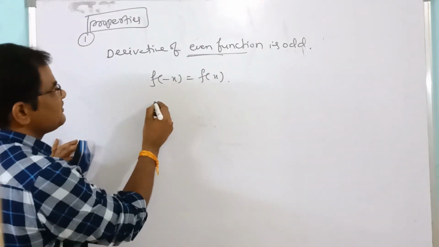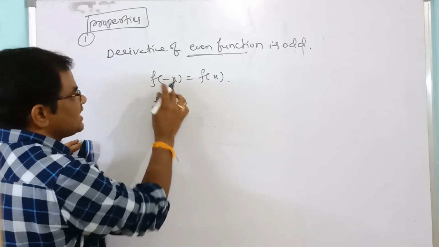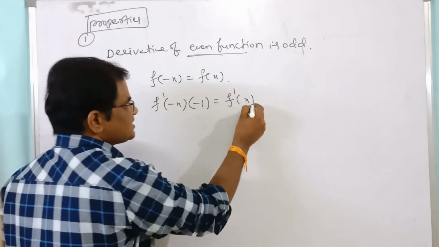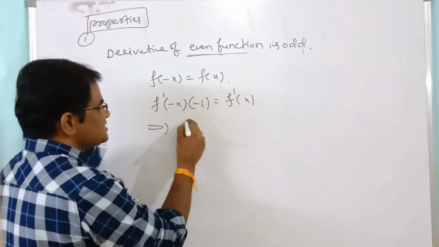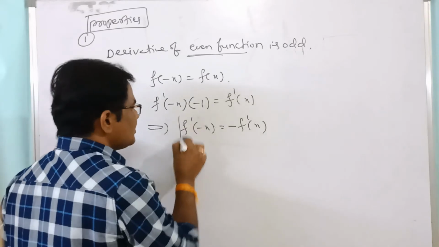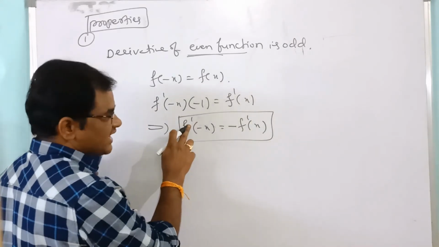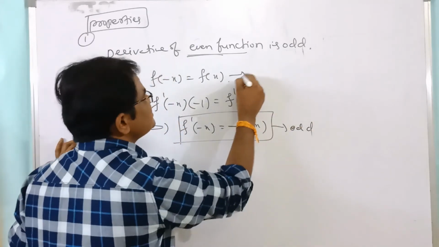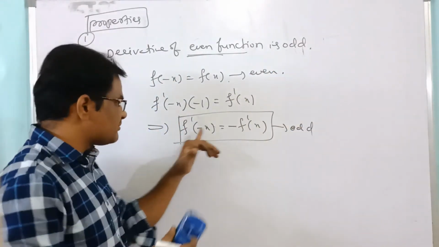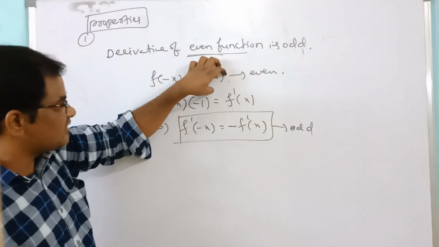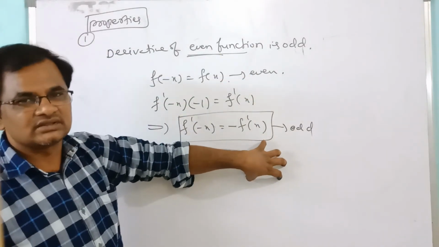Do the differentiation for this one, f dash of minus x, again differentiation of minus x is minus 1, that is equal to f dash x. That implies multiply with minus, f dash of minus x equal to minus f dash of x. Now here function is f dash, but it is looking like what? Odd function or not. This is even. Means f dash of minus x equal to minus f dash of x. Means derivative of even function is odd function, right?